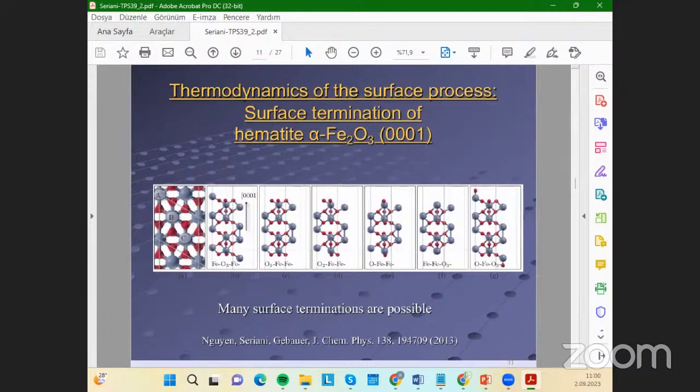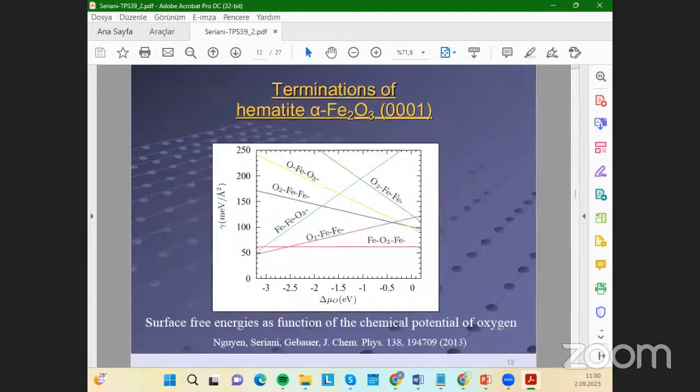And of course, you can have different terminations. You can cut it in different ways. You can have only oxygen at the surface, only iron. And the first task was to understand this. We started from a very simple system where this surface interacts only with an oxygen gas. And we calculated the phase diagram of the surface in dependence of the chemical potential of the oxygen gas. This contains the information on temperature and pressure of the oxygen gas.